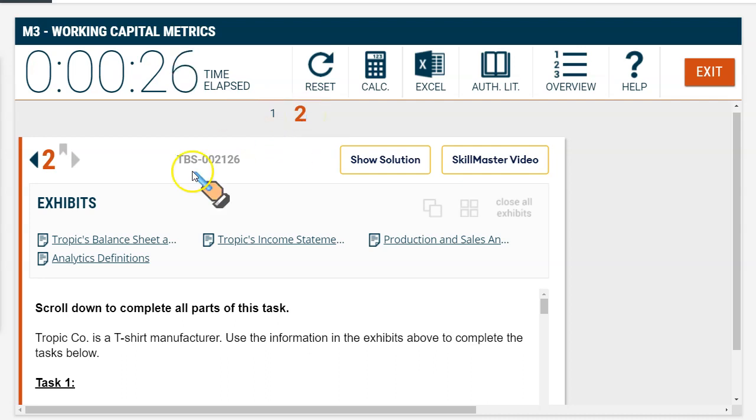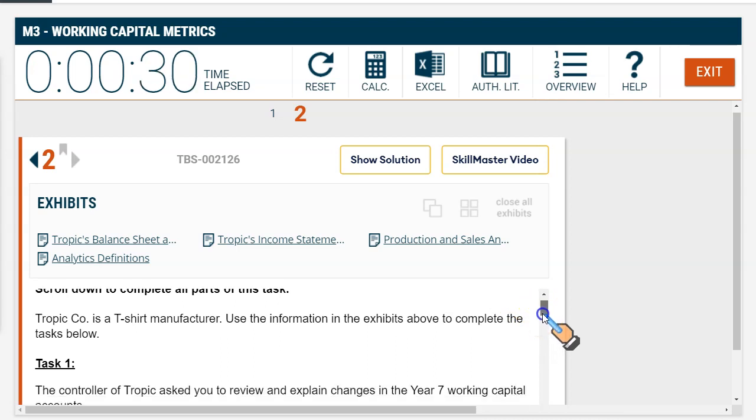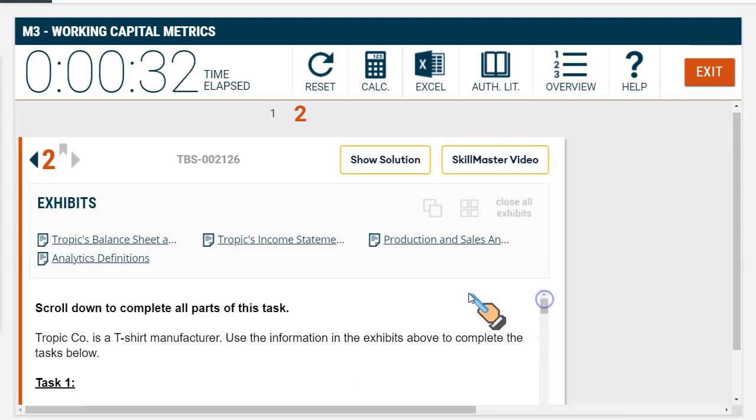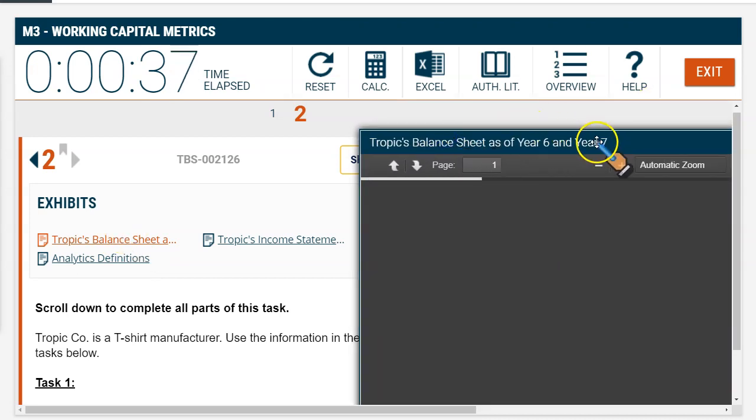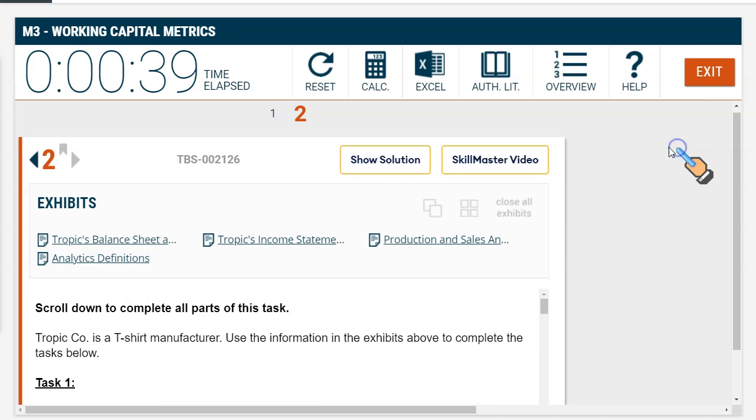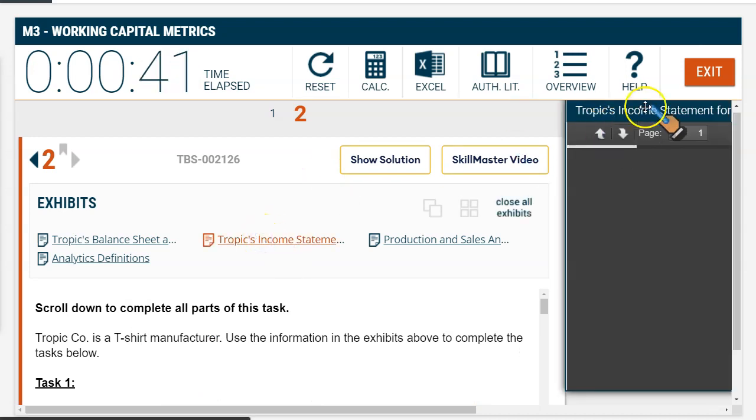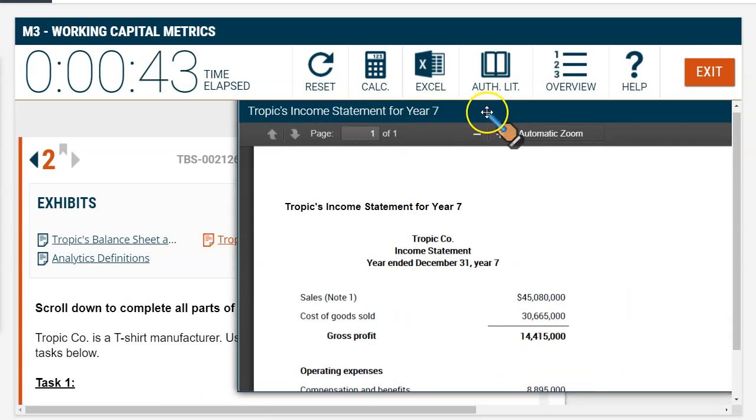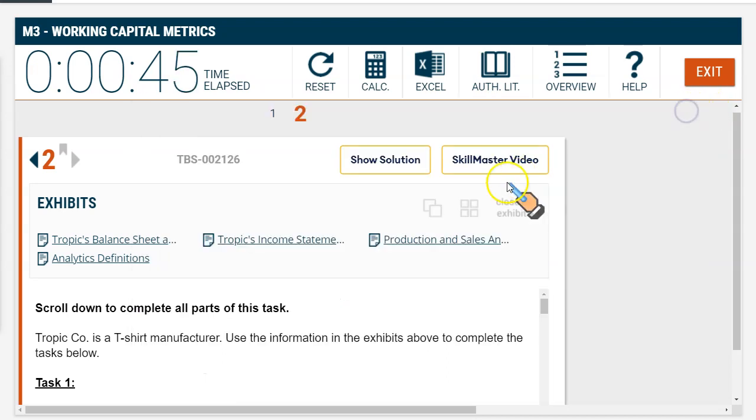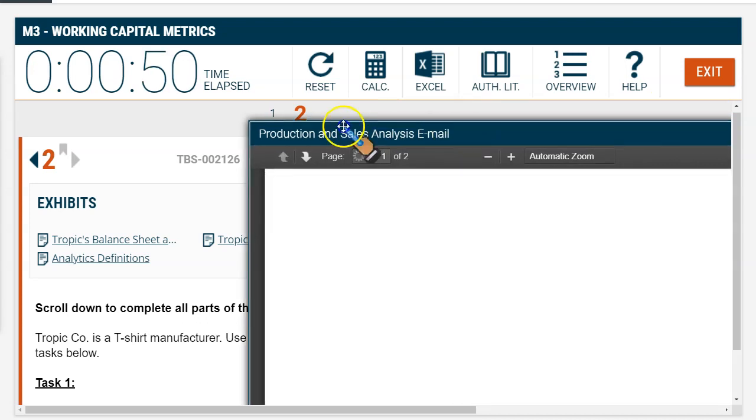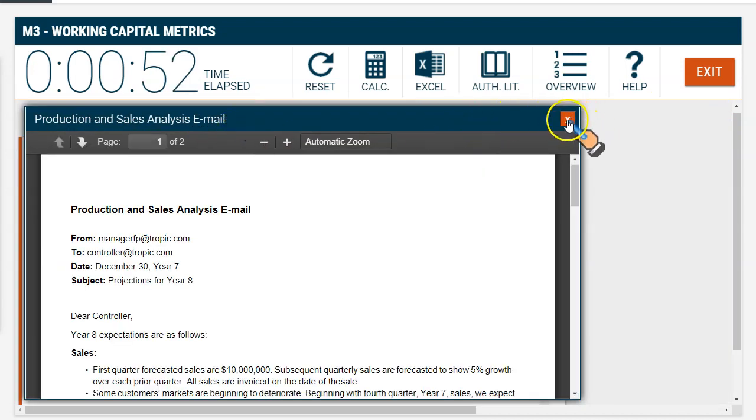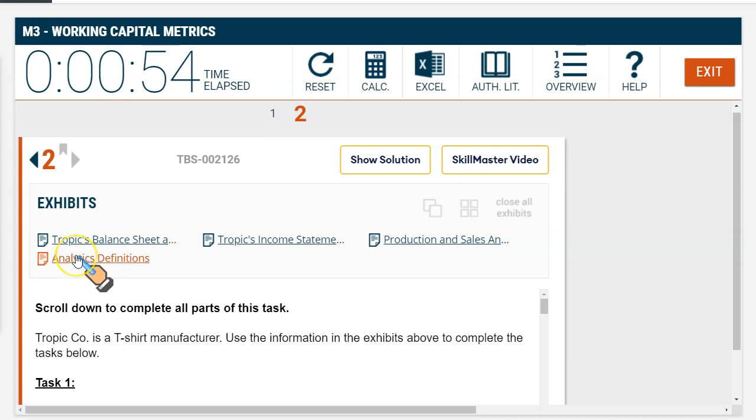Alright, this is your simulation 2. We have 4 exhibits to the simulation. Let us just quickly see what we have. We have the Tropics balance sheet for year 6 and 7. Okay, close it down. Then we have the Tropics income statement for year 7. Okay, we might need it in some of the tasks. And then we have the production and sales analysis email. And then finally we have the analytics definition. We know these are the formulas we use.